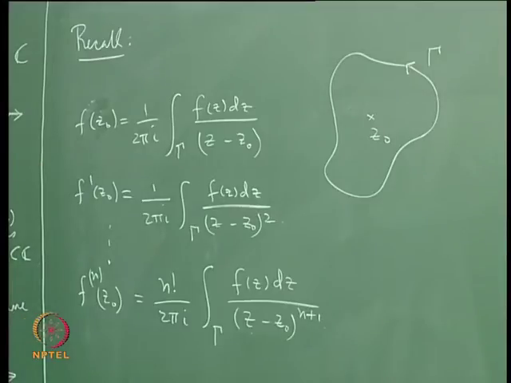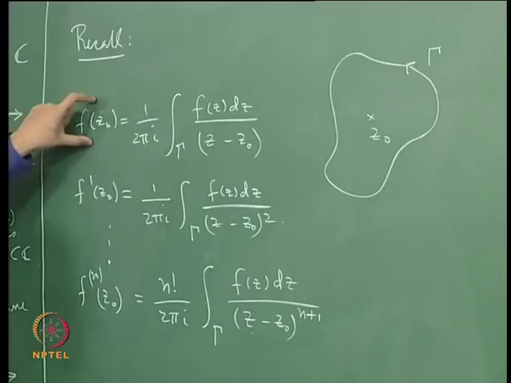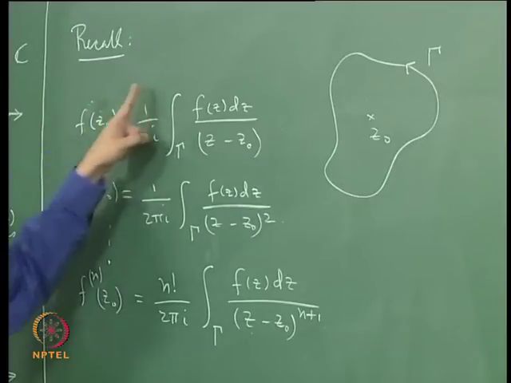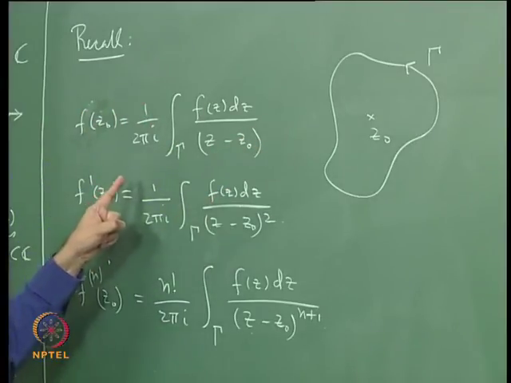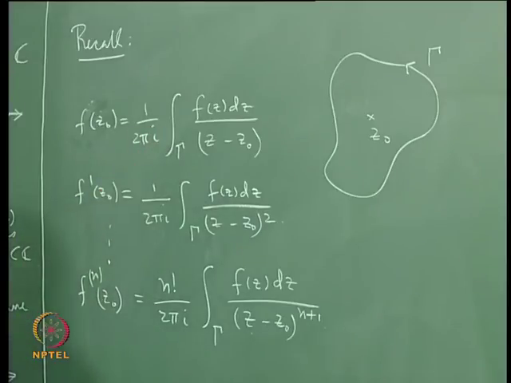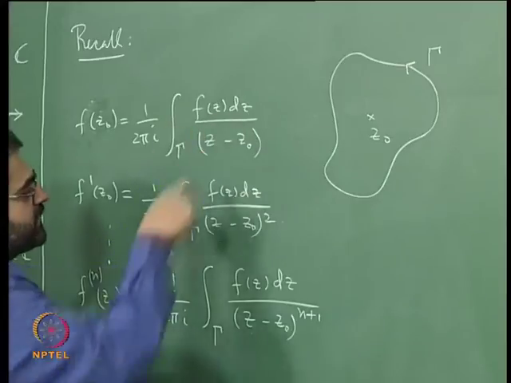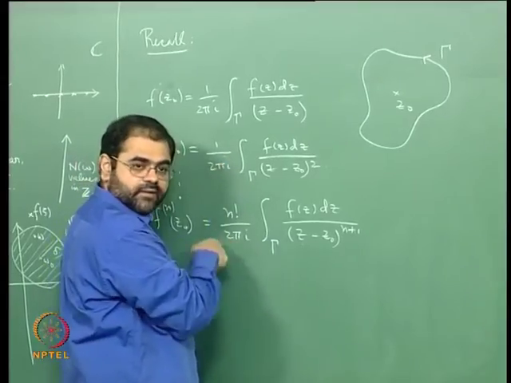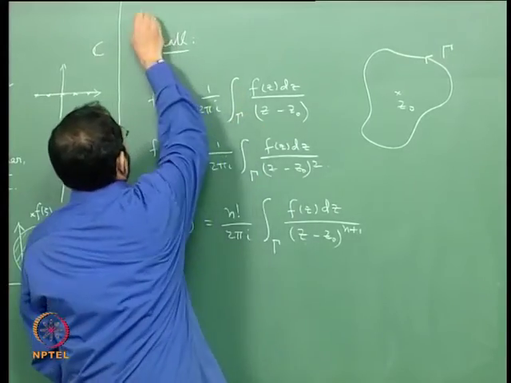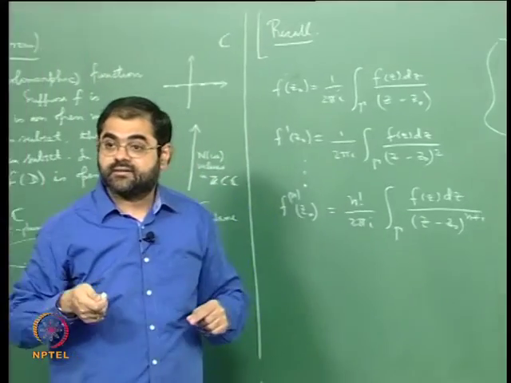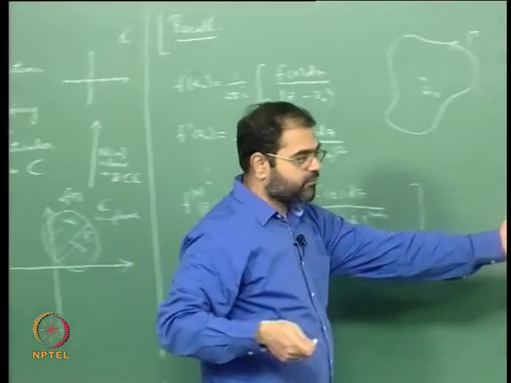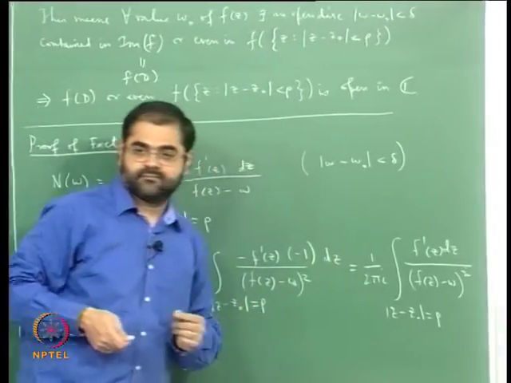But how do you get this formula actually? If you start with this formula, then you can get all the other formulas simply by differentiating with respect to z naught. Think of z naught as a variable. Assuming that you can interchange integration and differentiation, you differentiate the integrand, and inductively you will get all these formulas. So the whole philosophy of the Cauchy integral formula is the fact that you can differentiate under the integral sign. And it's the same kind of idea that I want to use here.